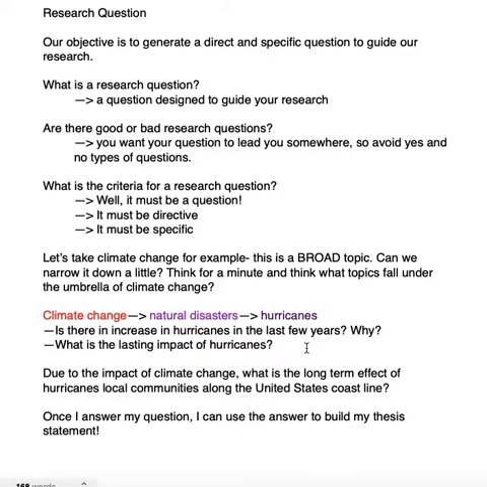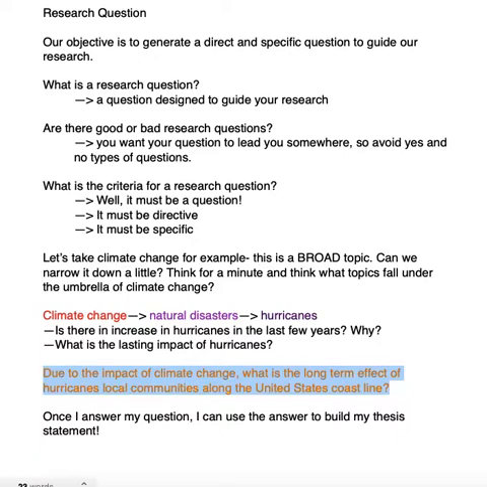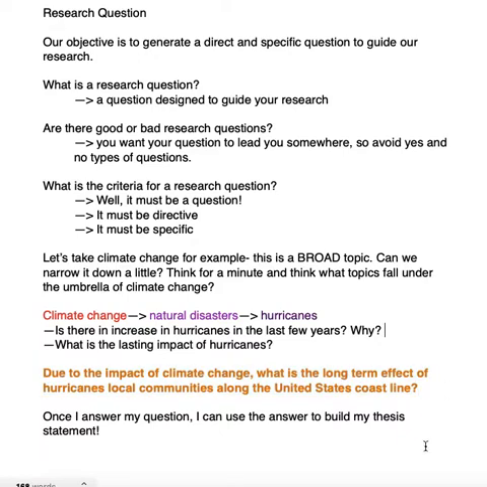So then I've written down the things that I want to know about hurricanes. Is there an increase in hurricanes in the last few years, and why? And what is the lasting impact of hurricanes? So then I am going to identify my question. Now, the question will not be a part of your paper. When you have an answer to your question, it is going to become your thesis statement, and then you're going to show or prove that thesis statement in your essay.